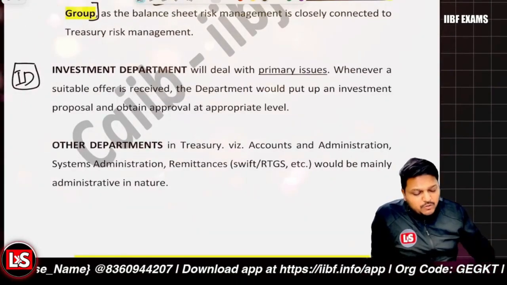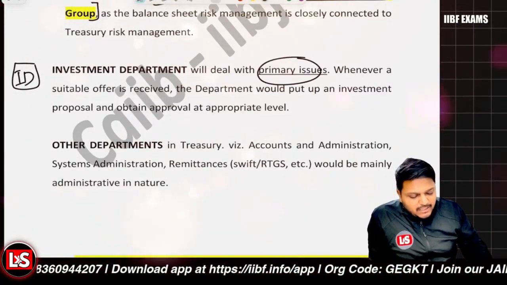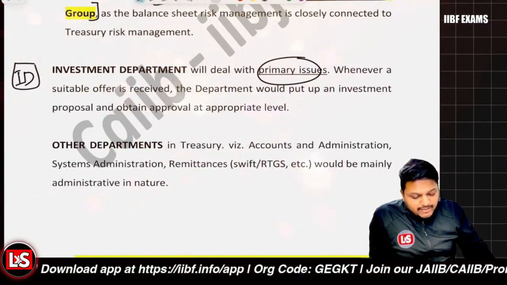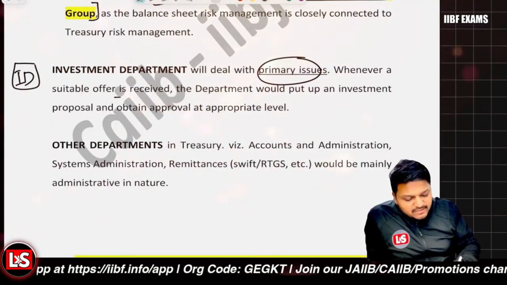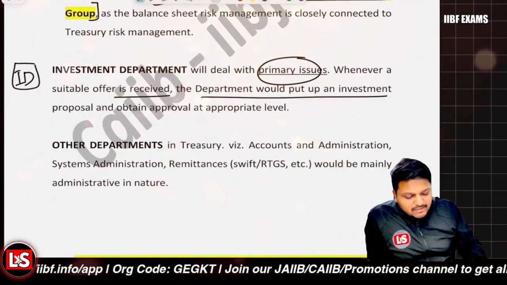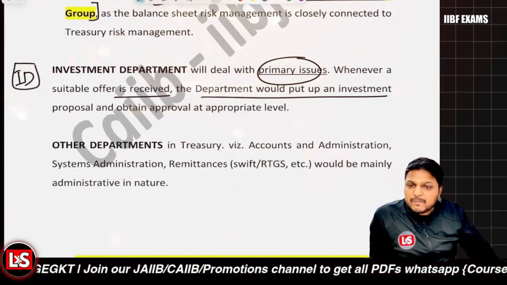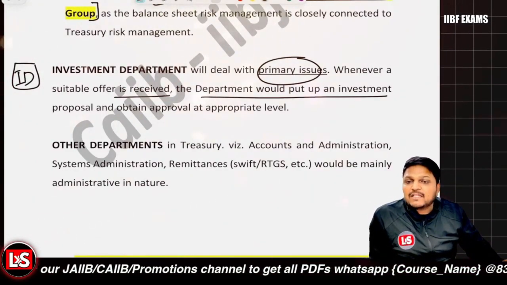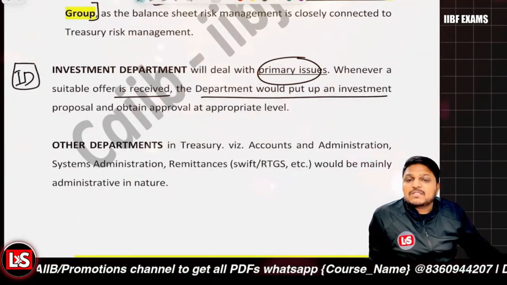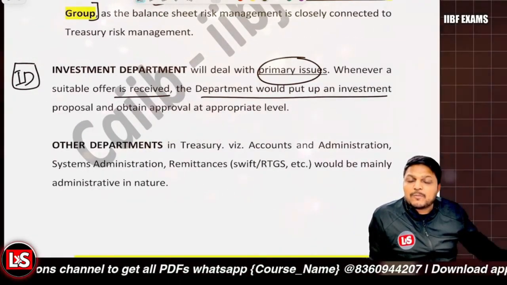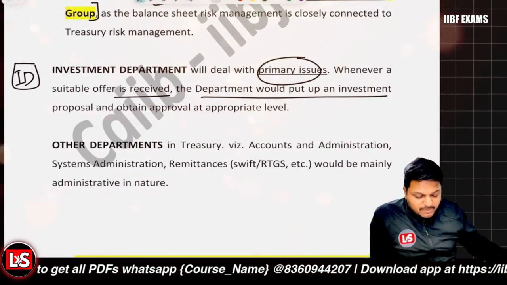Like when we are to invest into the primary markets, in IPO, in FPO, right? So let's say when a suitable offer is received, the department would be analyzing whether this proposal is acceptable or not, right? They will be evaluating the investment proposal, conducting the risk and financial analysis, and further submitting the proposal to the appropriate authorities for approval purposes.